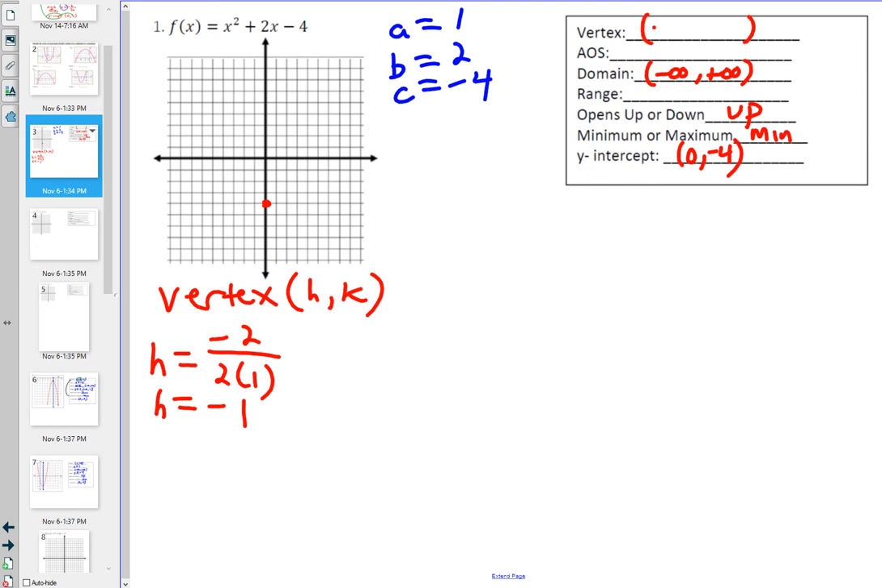So for the vertex, I know that the x is going to be -1. What else can I answer? The axis of symmetry. Where's my axis of symmetry going to be?